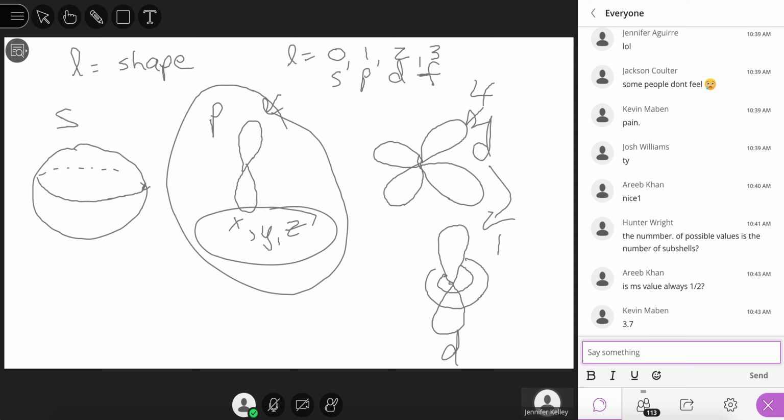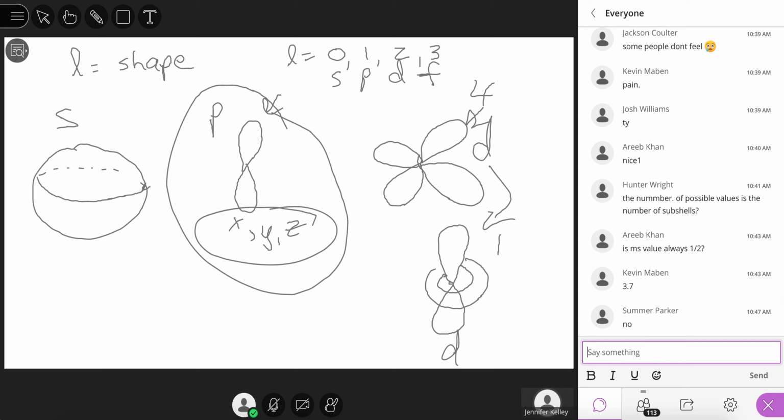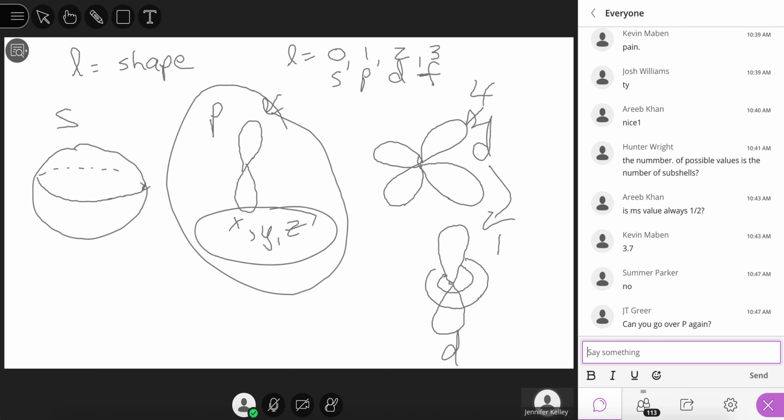And that should be in section 3.7, I believe. So it was the last half of what we talked about. Any questions about how to determine the shape? No, okay. And somebody asked, is the MS value always a half? And the answer is yes. It's either plus a half or minus a half.